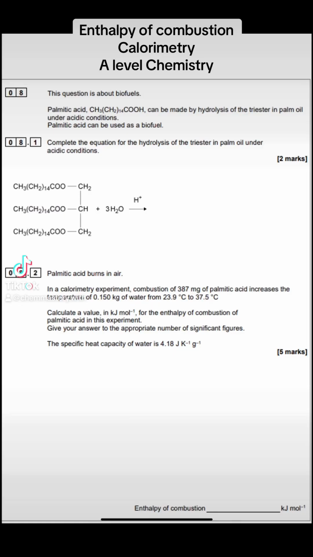How to calculate the enthalpy of combustion from a calorimetry experiment. So before I answer this question, this is a past paper question from an A-level exam. Let me first go through the first question.